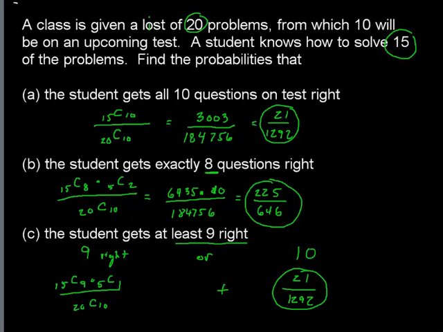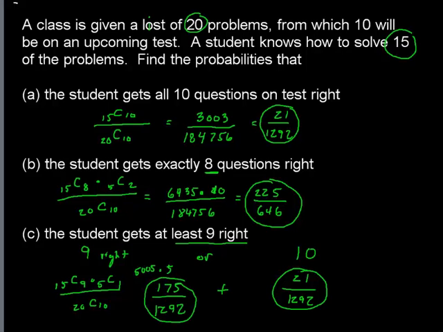So 15 choose 9 is 5,005 times 5 choose 1, which is 5. So I got 5,005 times 5 divided by 184,756, and that reduces to 175 out of 1292. So again, let me just backtrack, make sure you understand what I did.